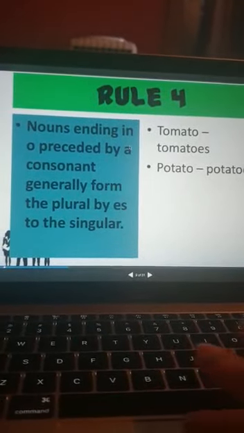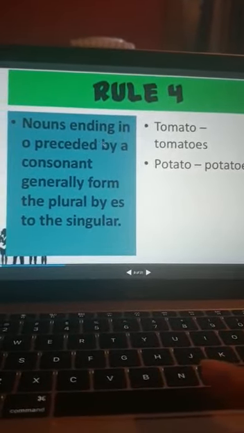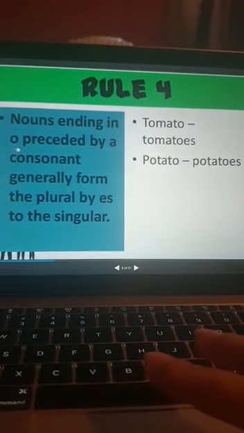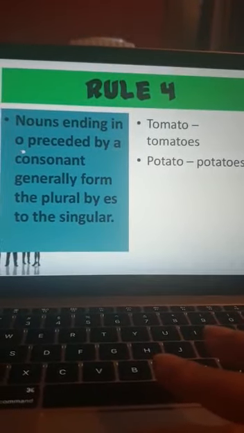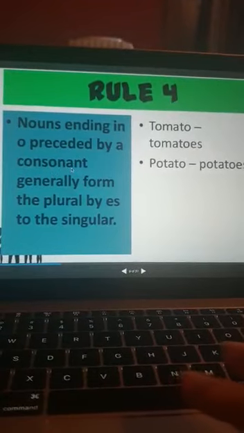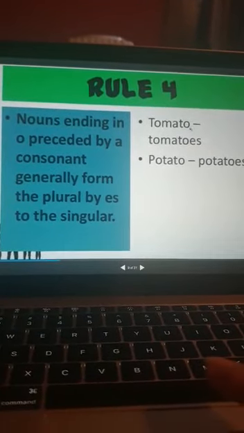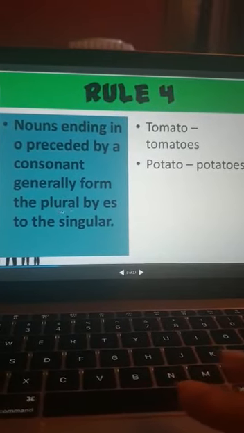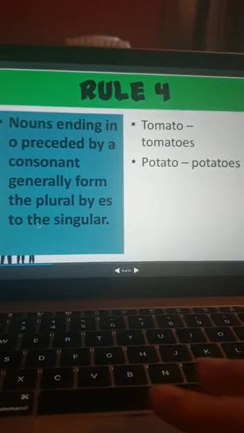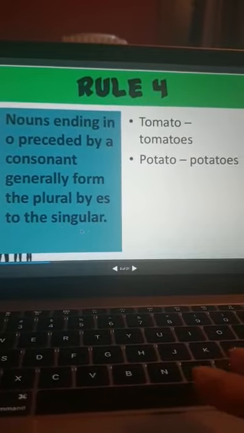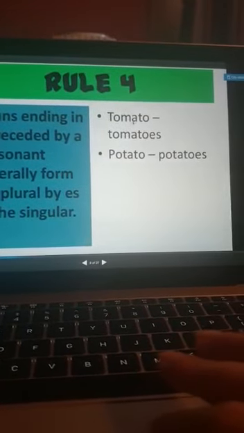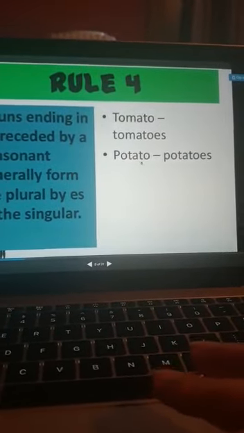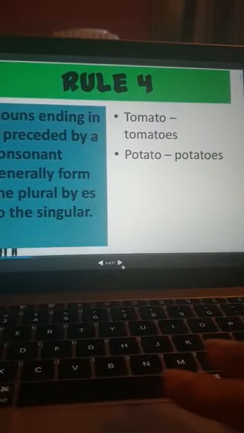Now, rule 4. Nouns ending in o preceded by a consonant. That means where words end with o, but before that we have a consonant. Generally they form the plural by adding es to the singular. So tomato becomes tomatoes, potato becomes potatoes.